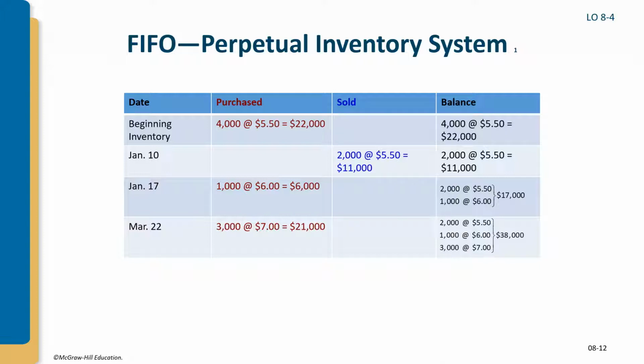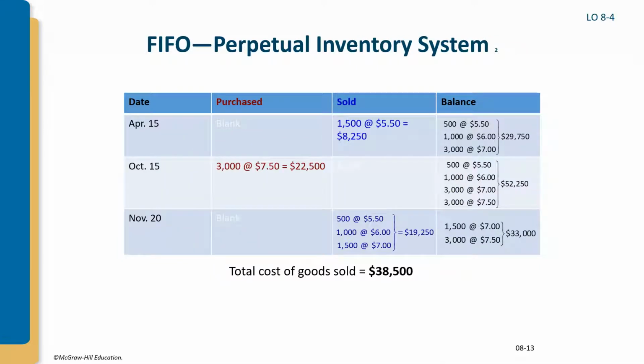But then we're going to layer our inventory balance from oldest items to newest. So we're going to rewrite that we had 2,000 that cost $5.50 each, and now we'll add the 1,000 that cost $6 each. We do the same thing with the March 22nd purchase. In the purchase column, we're going to show that we bought 3,000 at $7 each. Then in our inventory balance, we rewrite our prior inventory balance before the purchase, 2,000 at $5.50, 1,000 at $6, and now we just added 3,000 at $7. So that inventory balance should truly reflect everything you have in inventory.